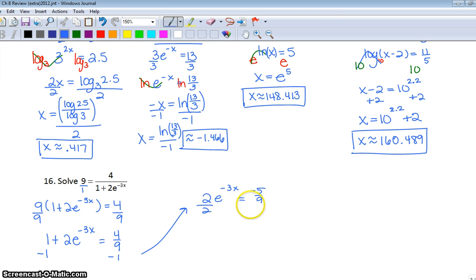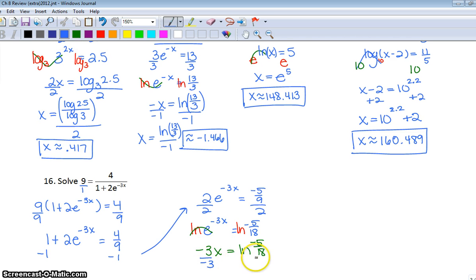Then we want to divide by 2. And we get e to the negative 3x is equal to a negative 5 over 18. And now I want to get to that exponent, so I have to undo the e. I have to undo that base, so we know the opposite or the inverse of e is the natural log. So I take the natural log of each side. The e's cancel, so I've got a negative 3x is equal to the natural log of a negative 5/18.